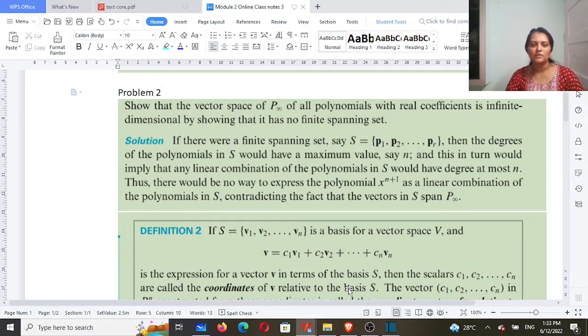For that we are using the contradiction method. We are assuming that there exists a finite spanning set for Pn. So we take say P1, P2, etc. Pr. Then the degrees of the polynomials would have a maximum value n. And this in turn would imply that any linear combination of polynomials in S would have degree at most n.